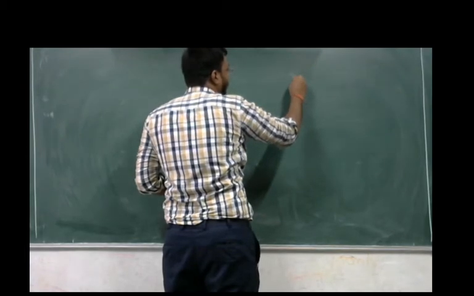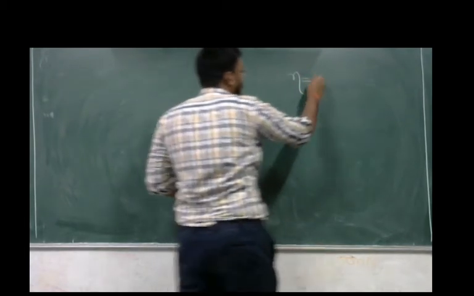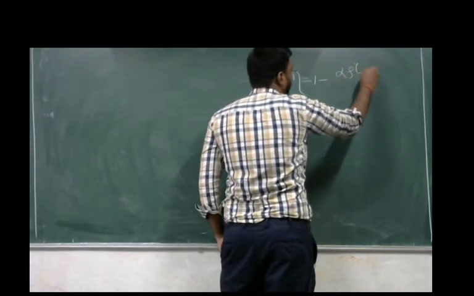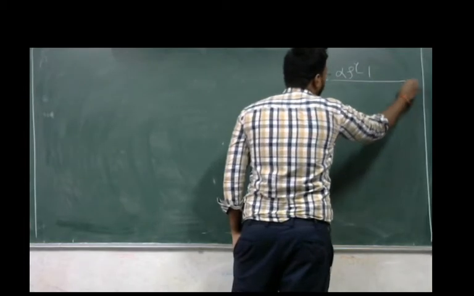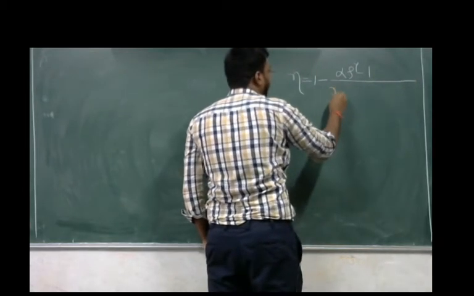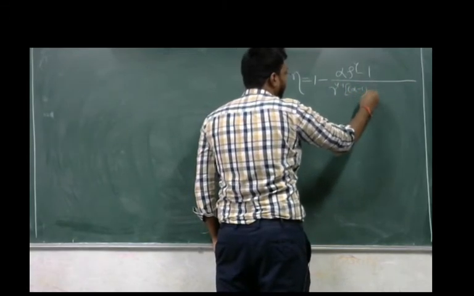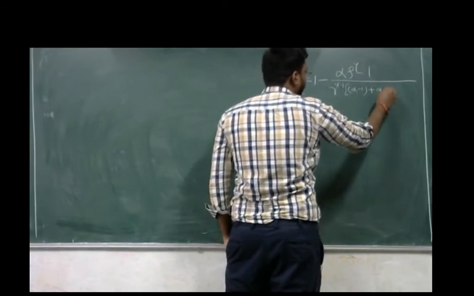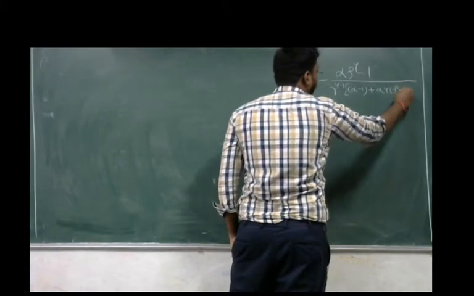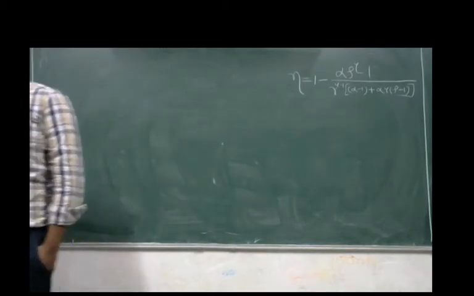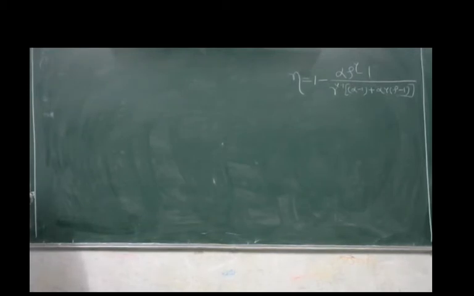It is a lengthy formula, so you have to remember it: 1 minus alpha rho to the power gamma minus 1, divided by r to the power gamma minus 1, within bracket alpha minus 1 plus alpha gamma times rho minus 1. This is the formula. You have to remember this formula to solve the numerical question.